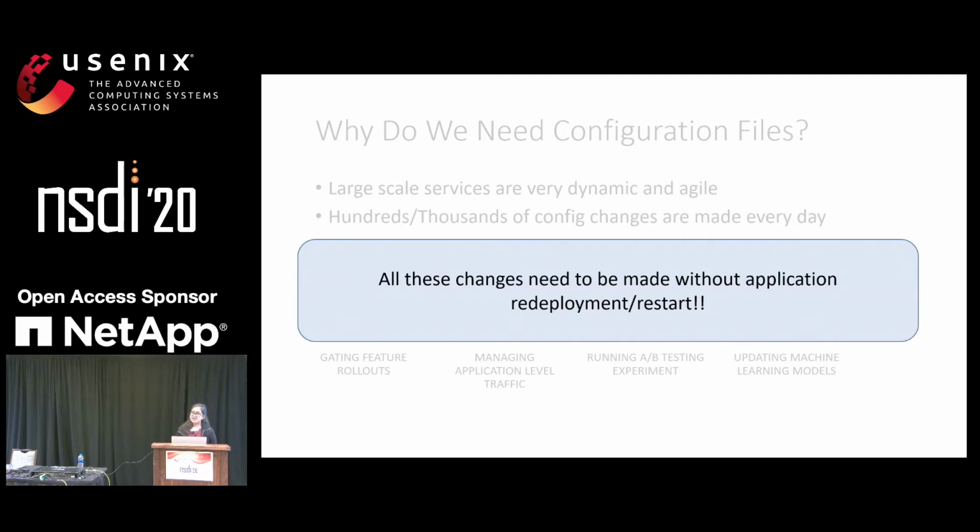So what I mean here is, if all these configuration parameters are actually made part of the code, and if we have to make 100 changes every day, then the code or service needs to be redeployed 100 times a day, which hampers the dynamism and agility of these services. So this kind of justifies the presence of configuration files.